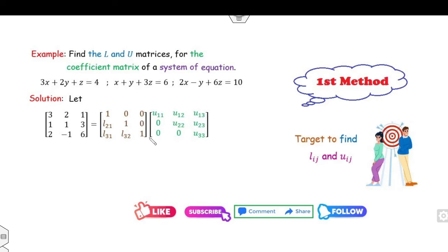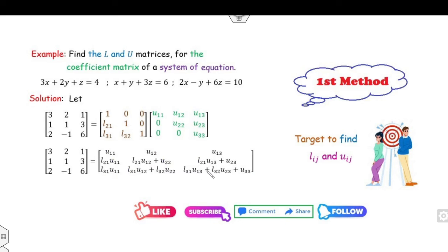Fine. Now, you can multiply these matrices. What will happen if you multiply the first row? This is U12, this is U13. And the second row is L21 U11, then L21 U12 plus U22, and so on. Once you multiply, you will get this expression. Then my target is to find the values of Lij and Uij. I can equate the coefficients on both sides.